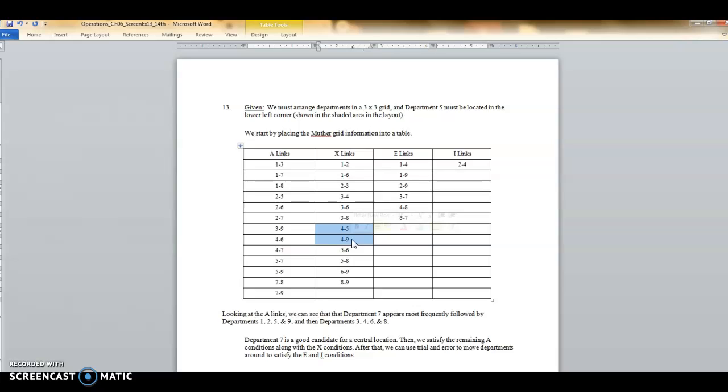For department number 5, I have 2 X's. It cannot be next to 6 or 8. So 5 cannot be next to 6 or 8. For department number 6, I have 1 X. It cannot be next to department number 9. And for department number 8, I have 1 X, and department number 8 cannot be next to department number 9.